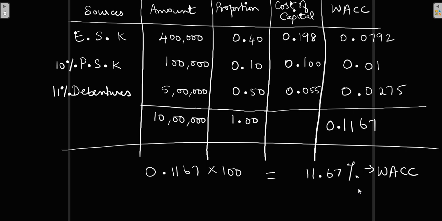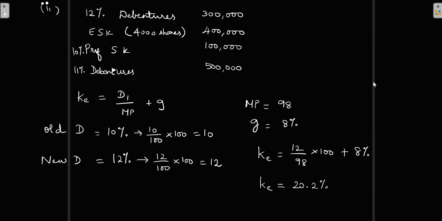Now we have to move to the second part. In the second part, in addition to the three sources of funds that were mentioned earlier, we are adding one more source, that is 12% debentures of 3 lakhs. The old dividend was 10 rupees. Now since it has increased from 10% to 12%, the new dividend is 12 rupees and the market price has also gone down to 98 and the growth is also 8%.